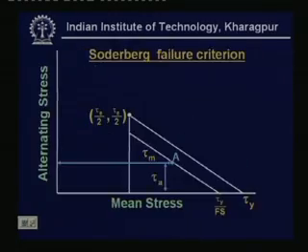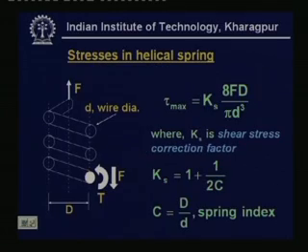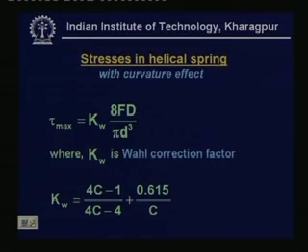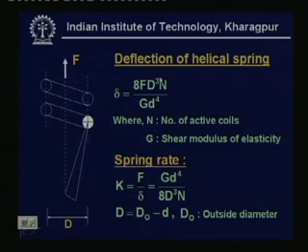Just a very quick revisit to what we did in the last class. We found the basic equation of stress, which came out to be of this nature, Kw 8Fd by pi d cube. Then we came to find the deflection of the spring, and one thing we did not mention in the last class, a very important spring parameter called the spring rate, which is defined as k = F by delta, and this delta is what we have obtained.